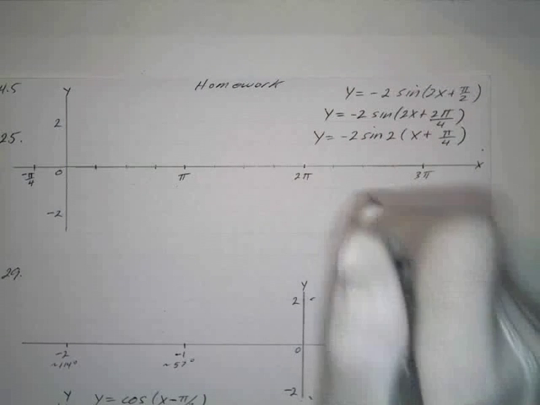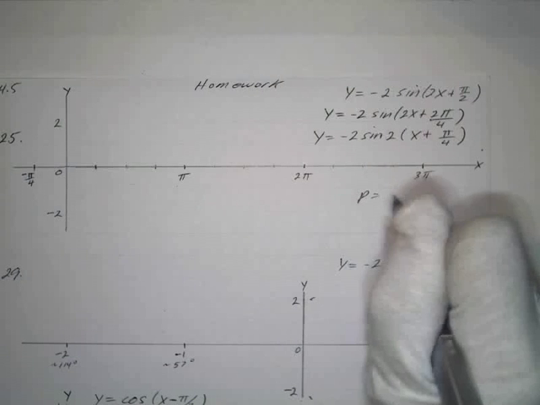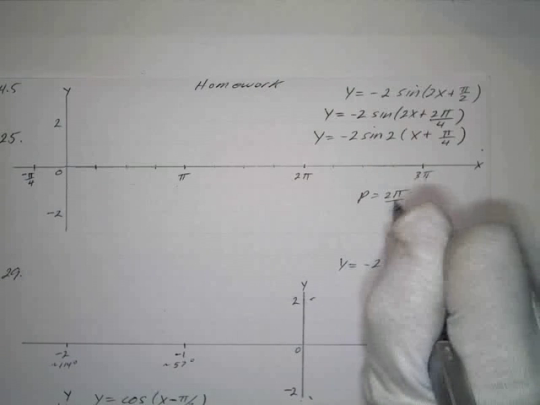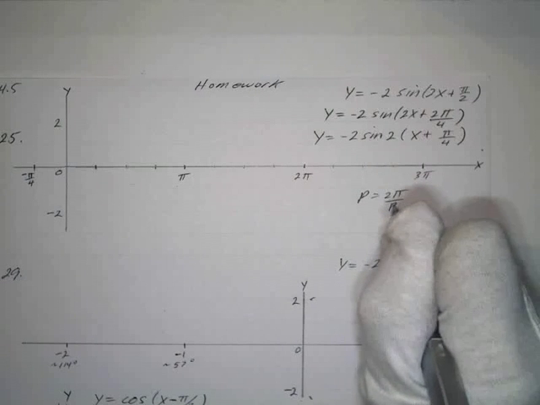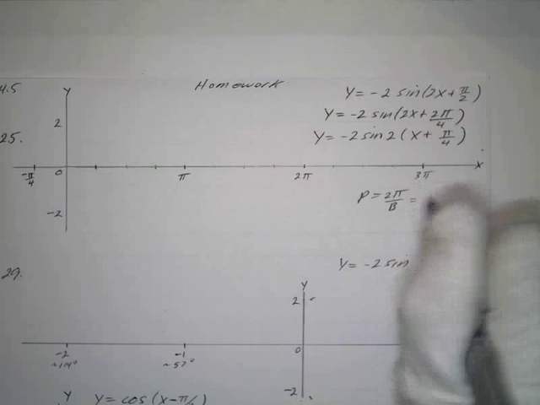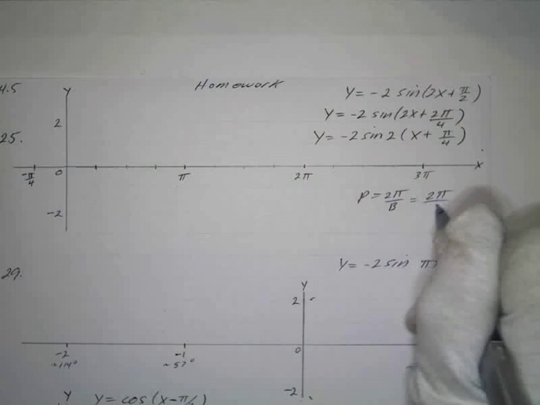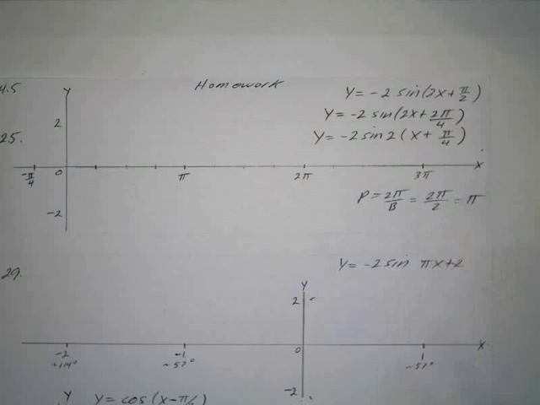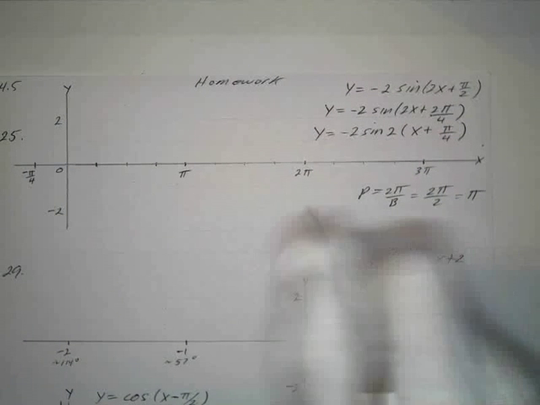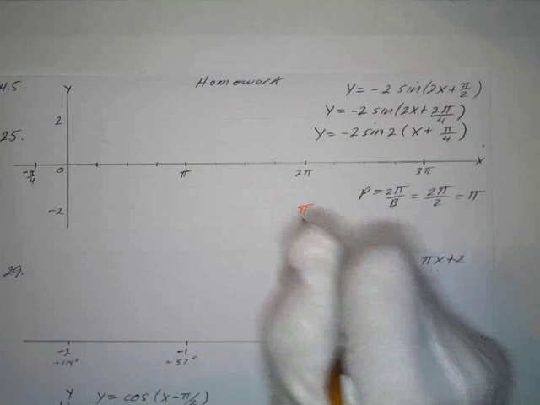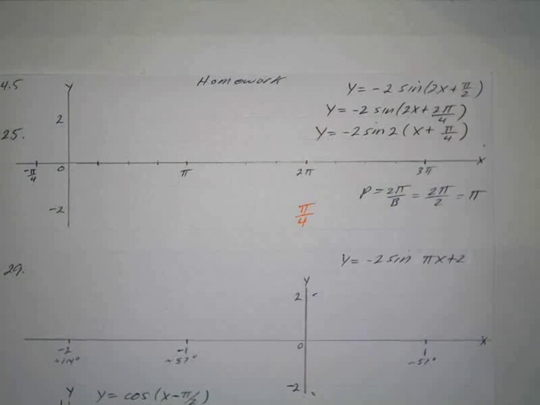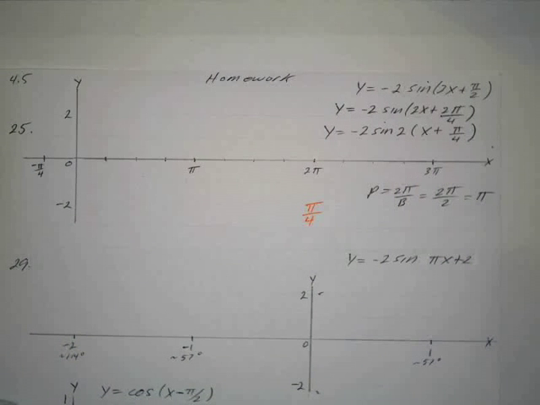This 2 will make my period pi. In other words, period equals 2 pi over b. That b is a 2. So that's 2 pi over 2, which is pi. And remember, all I have to do is take my period and divide by 4 to find the length of my subinterval. So they're going to be pi over 4, which matches my shift, so that's nice.